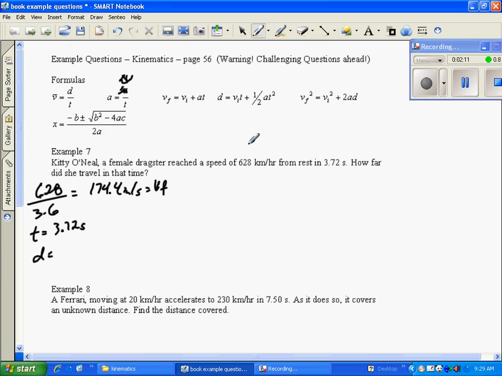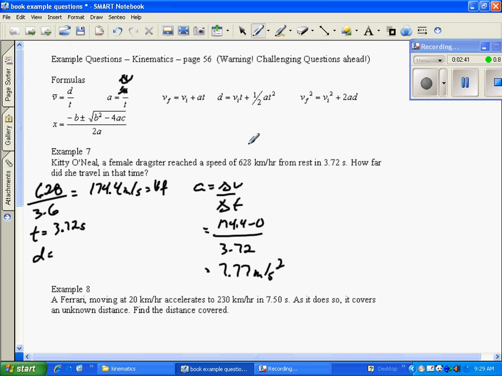All right. So the first thing we're going to have to do here is take the acceleration, delta V over delta T. Change in velocity is going to be 174.4 minus 0. Do you really need to show that? Probably not anymore. Over a time of 3.72 gives us an acceleration of 7.77 meters per second squared. So every second, her speed is increasing by 7.77 meters per second squared.